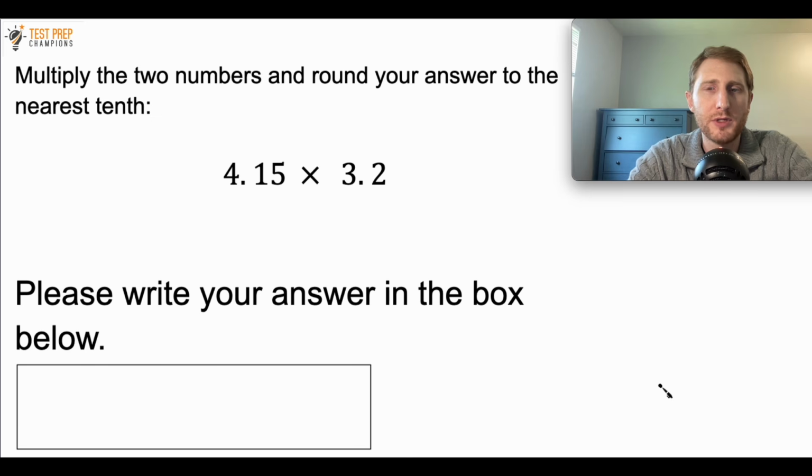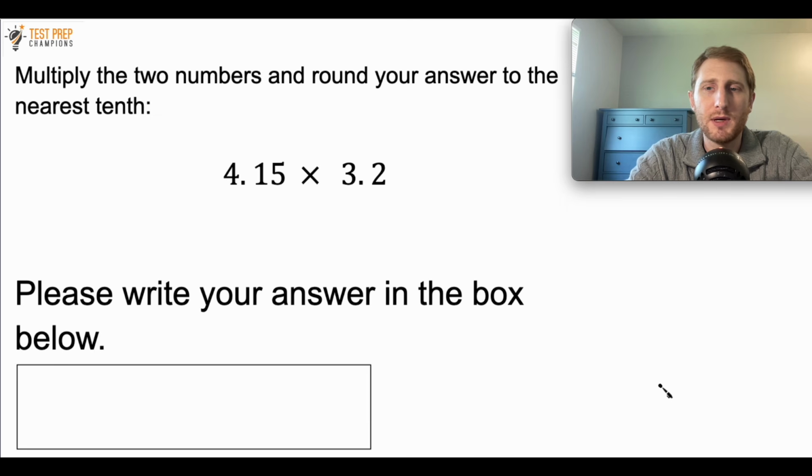Multiply the two numbers and round your answer to the nearest tenth. And on screen, we see 4.15 times 3.2, and it says, please write your answer in the box below. Now, obviously, you won't really be able to write your answer through the screen, so maybe if you have a sheet of paper nearby, you can write it down on paper or however you want to do it. But now would be a good time if you'd like to pause the video and try this out, and then whenever you're ready, just unpause the video and we'll talk about it.